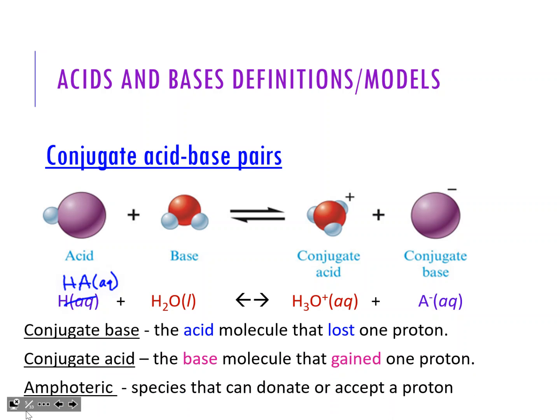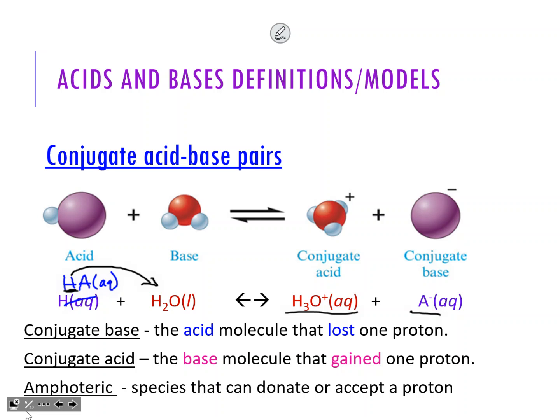And then, of course, amphoteric doesn't only apply to water. It can be any species that can accept or donate a proton. But in this particular case, the acid here, H, that's going over here to the water. When it does that, it forms hydronium, H3O+. And you're left with only the anion over here, A-. The anion is the conjugate base.